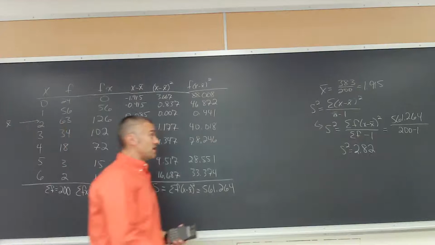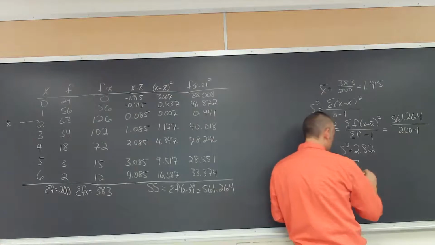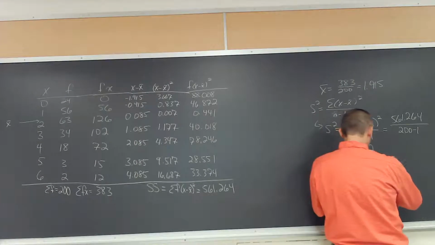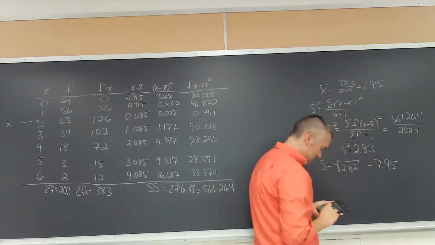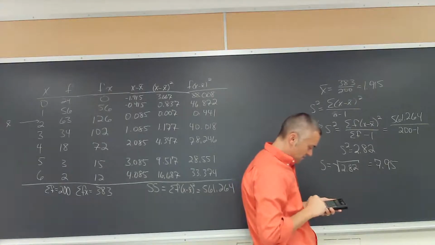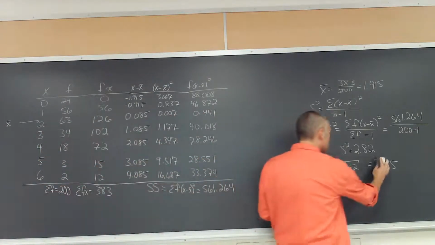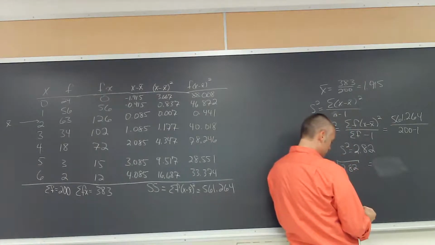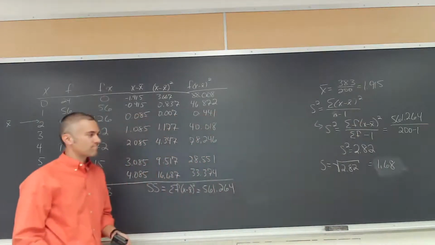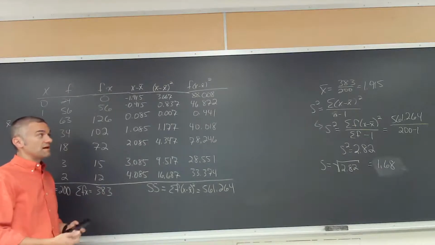All right, standard deviation is simply the square root of that number. It's already in my calculator, just get the square root. And it's 1.68. That's right. That's it.